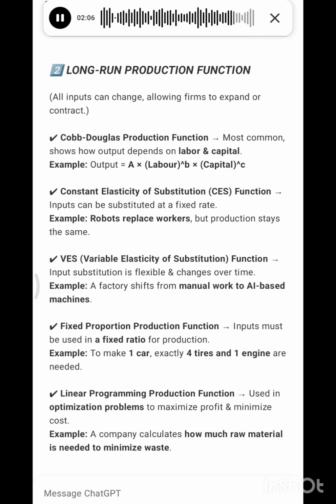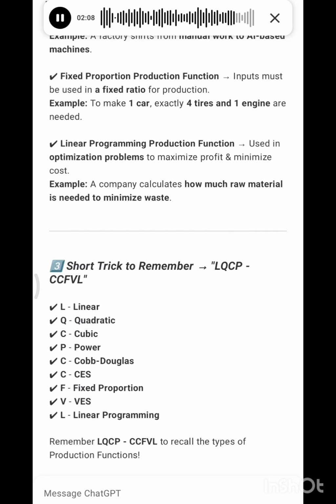Short trick to remember: LQCP CCFVL. L, linear. Q, quadratic. C, cubic. P, power. C, Cobb-Douglas. C, CES. F, fixed proportion. V, VES. L, linear programming. Remember LQCP CCFVL to recall the types of production functions.